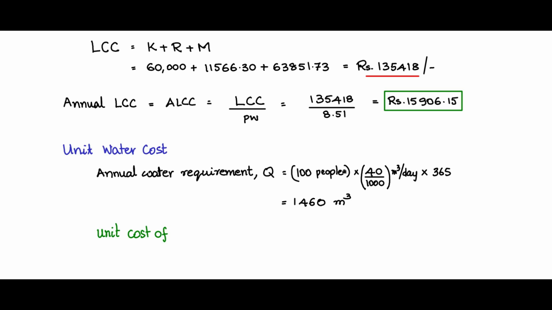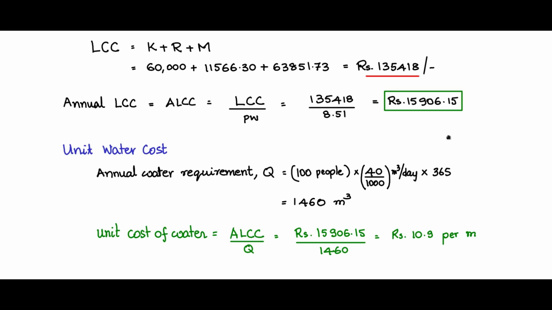And now we can calculate the unit cost of water, which will be the ALCC, the annual cost for this entire system, divided by the water required, Q. So this will be 15,906.15, the ALCC value, divided by 1460 meter cube, which will give you rupees 10.9 per meter cube. So this is the unit cost of water.